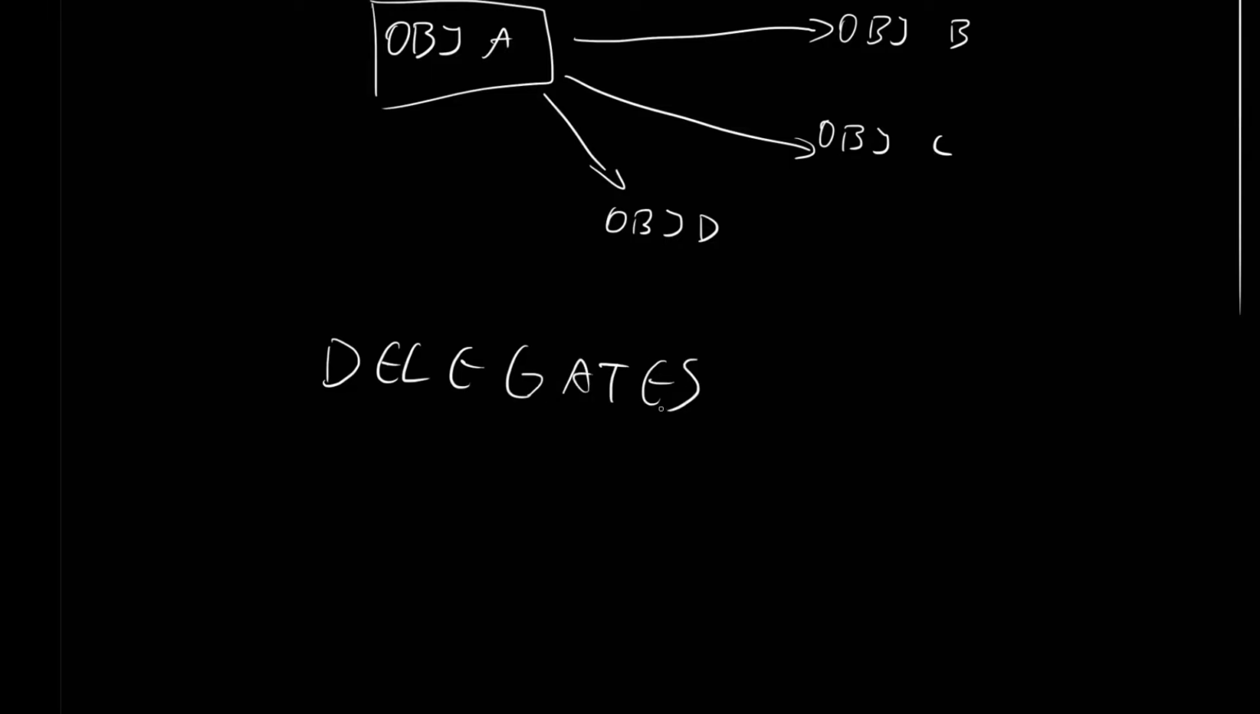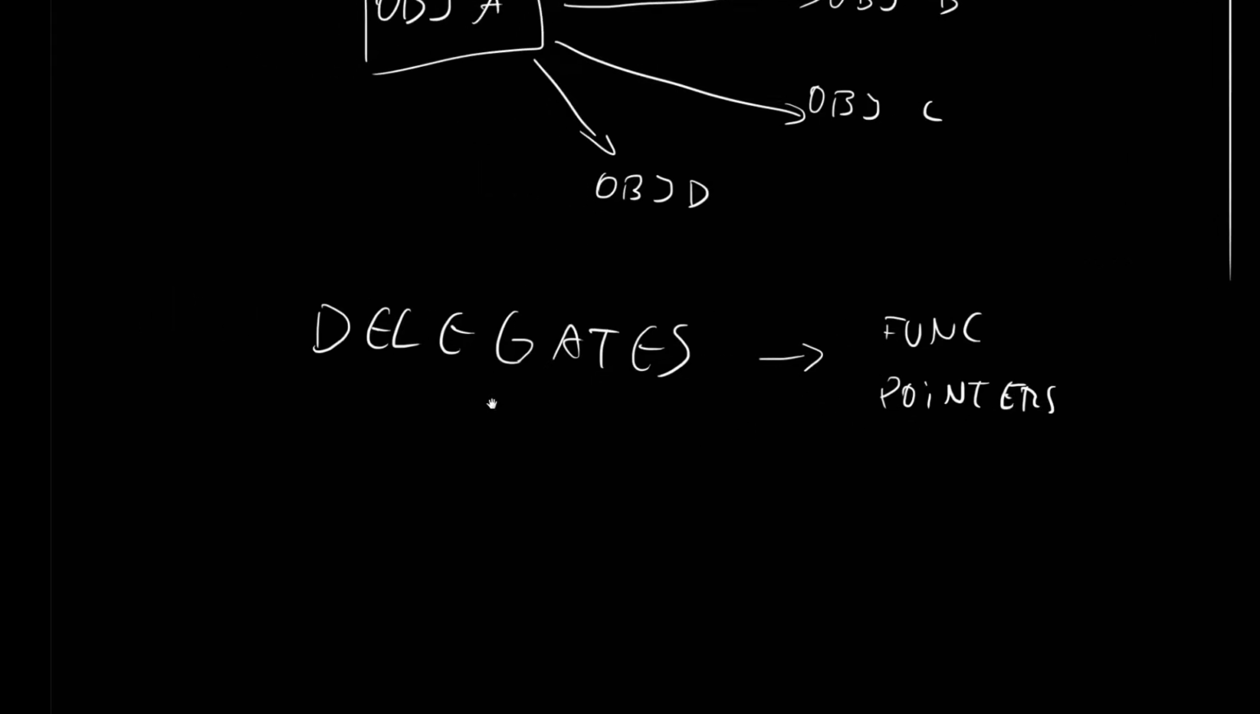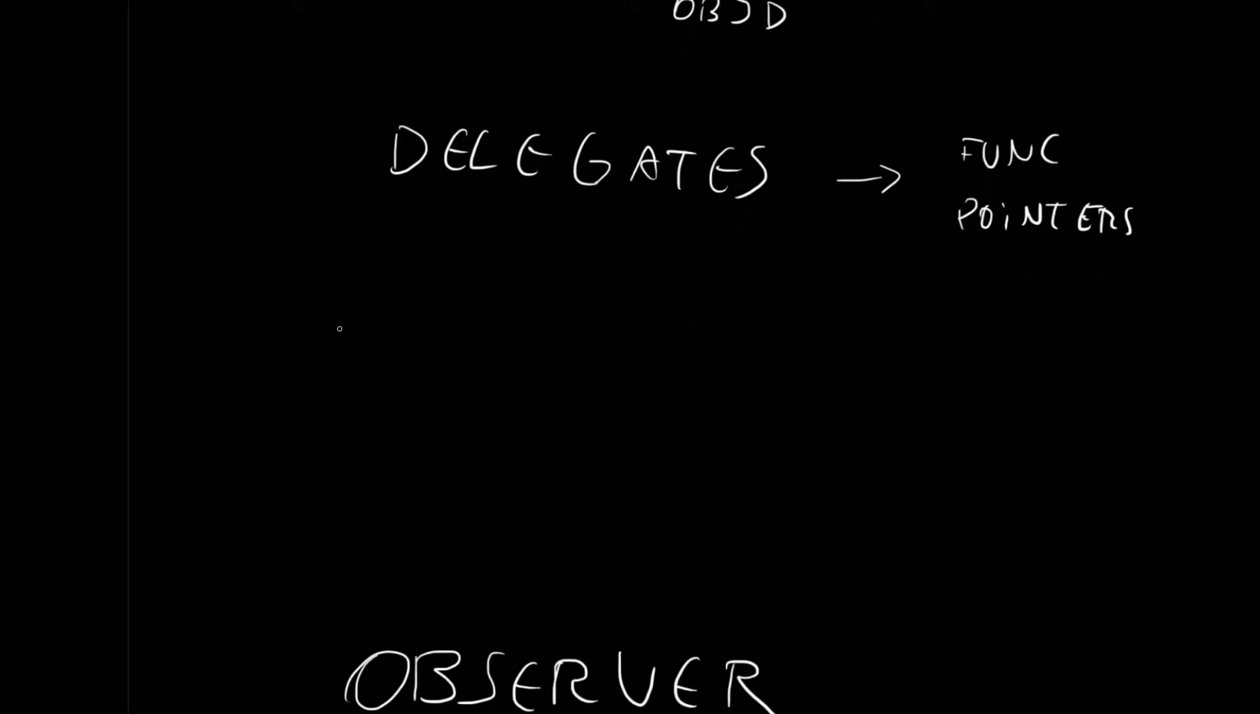So we know that delegates are function pointers, right? If you don't know what delegates are, then you should watch the delegates video first. And basically, what C# does with events is that an event is a list of delegates, or a list of functions. So it's basically just like a delegate list or an array or whatever.